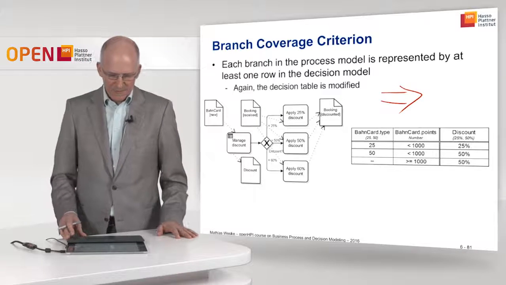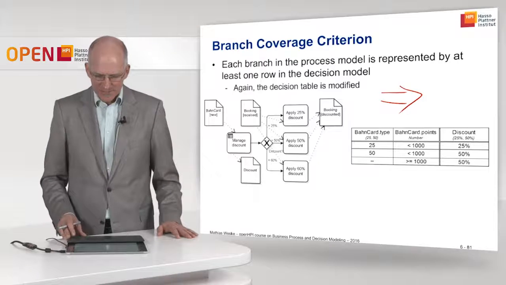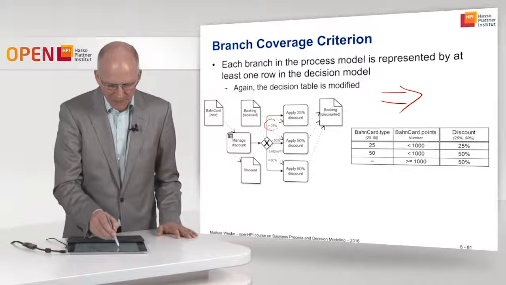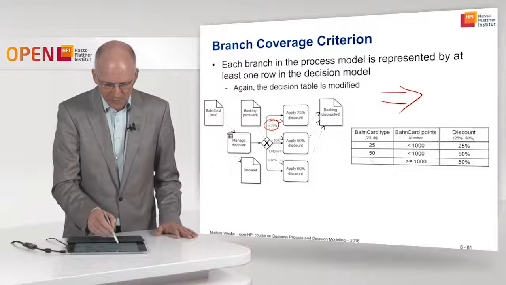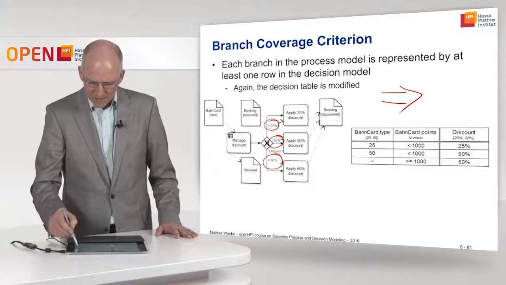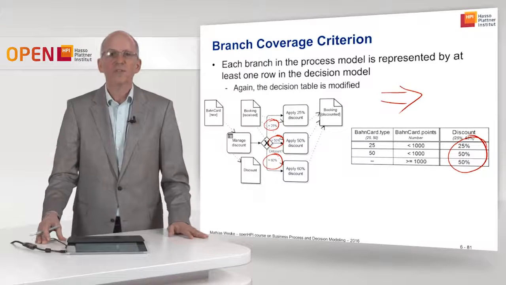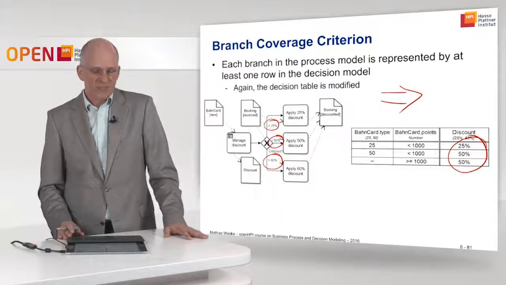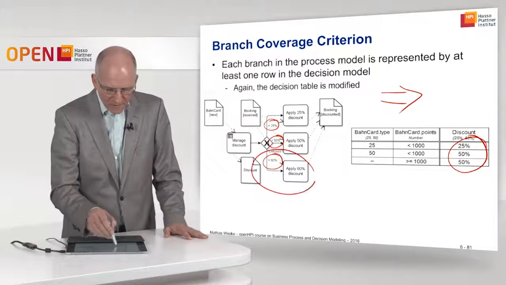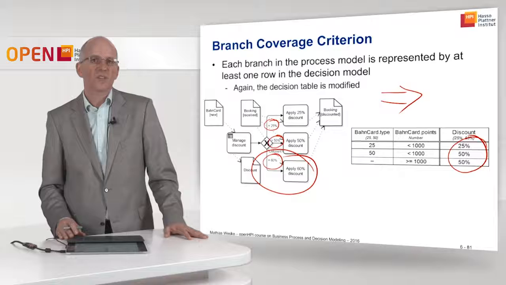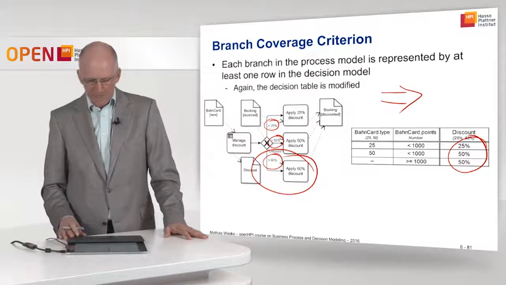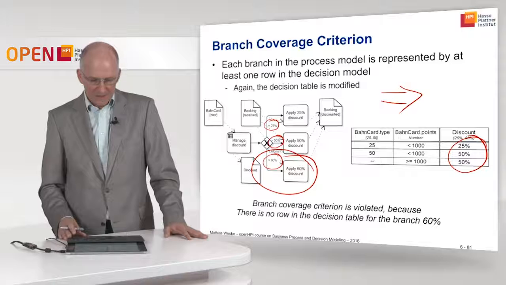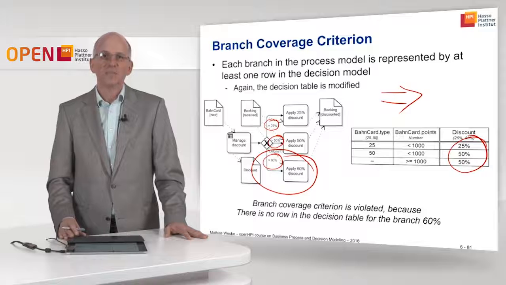Okay, here we not only change the table, but we also change the process. So here we have the process having alternatives or branches for 25%, for 50%, for 60%. But here in the discount output, we just have alternatives for 25% and for 50%. So certain branches are not covered, especially the lower branch, the 60% branch. Therefore the branch coverage criterion is also violated here, simply because there's no row in the decision table for the 60% branch.